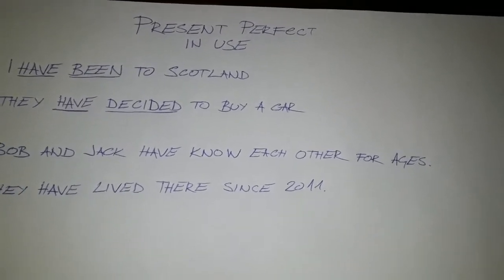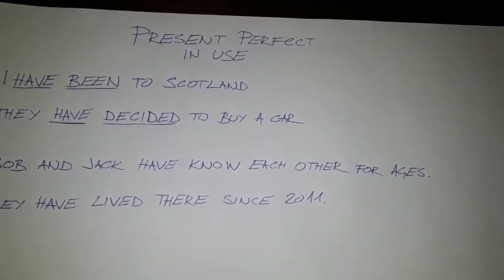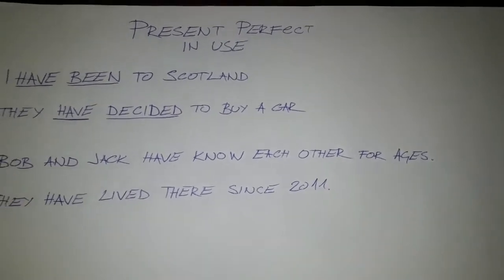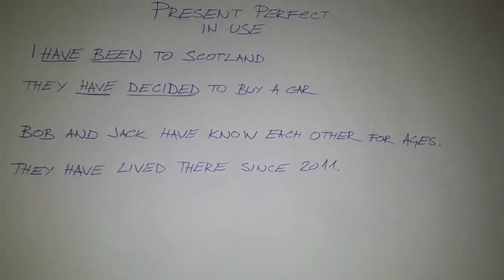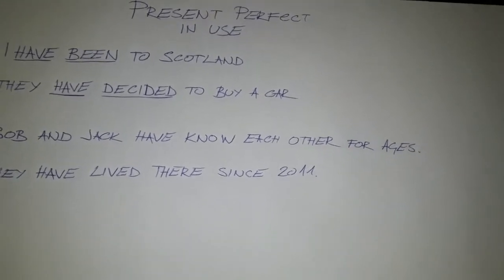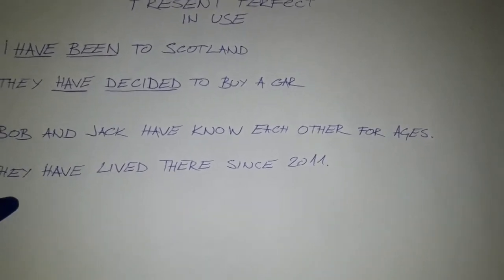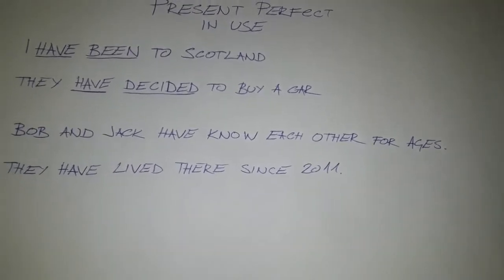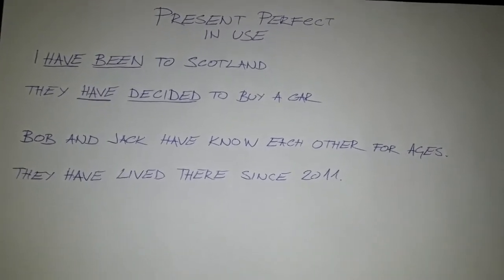We also use the present perfect for things that started in the past but have continued in the present. For example, Bob and Jack have known each other for ages. They met in the 1970s and they are still friends. They have lived there since 2011. So they moved there in 2011 and they've continued to live there.